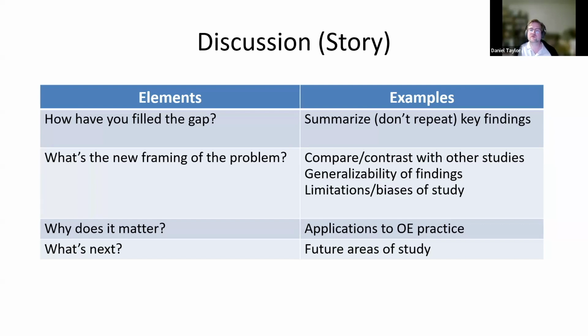One thing to mention too is when you're asking why it matters, make sure you're including the application to optometric education, because that's what we're all here to do, right? So you could be very general on why it matters, because teaching is good. Well, okay, that might be a bit too general, right? Let's get down to why it matters for our population, which is optometric education. And we talked already a little bit about what's next, your future areas of study.